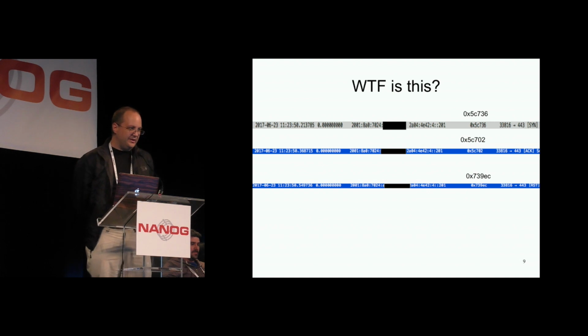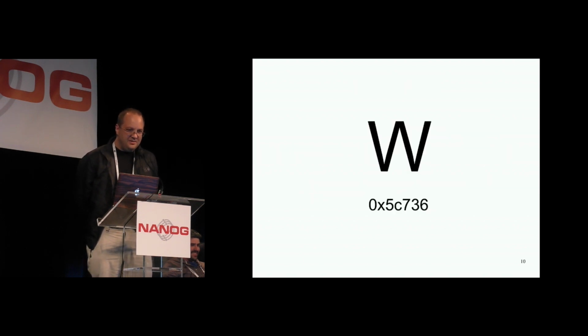Okay, so this is an actual flow. The first packet that you see there is a SYN. The second packet is the ACK from the same device. There's an interesting problem there, and that is that the flow label is different. The third packet is also from that device and is a TCP reset. It has a different flow label as well.